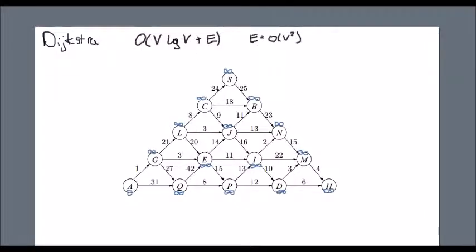So the largest thing often is the edges, and Dijkstra's algorithm is linear in the amount of edges, and that's pretty cool. So it's an amazing algorithm actually.